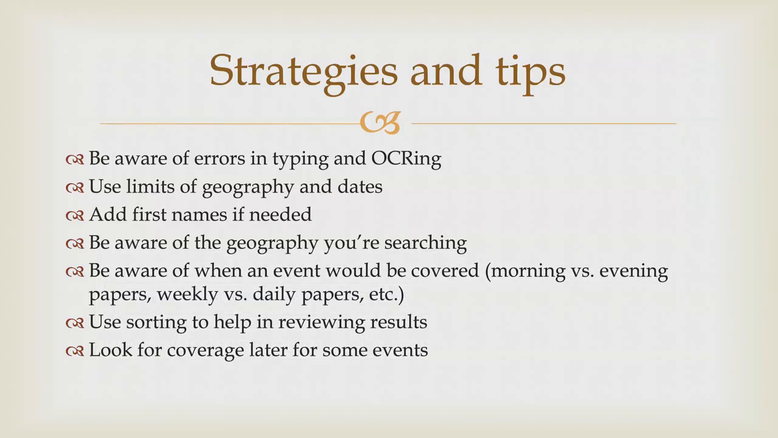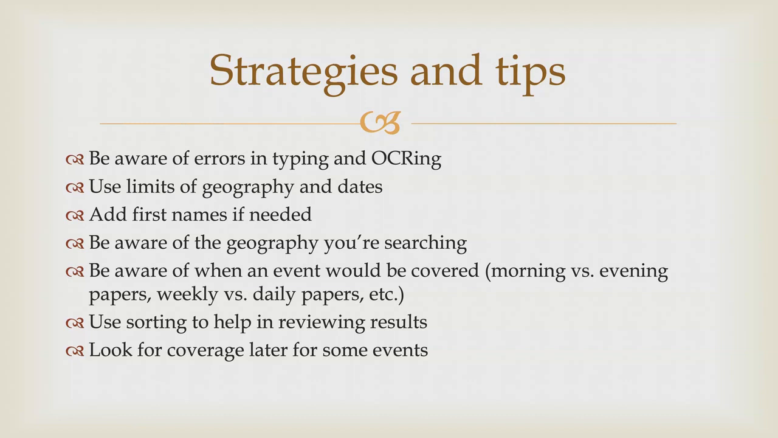Let's quickly look at a few strategies and tips. Make sure that you're aware of any errors in typing because the OCR process may misspell names, particularly if they're unusual. You can use the limiting features of geography and dates as needed, and maybe add first names if you're dealing with a common surname like I do with Smith. Be aware of the geography. Your ancestors lived in a place, but they might have been near a town in a different state. So think about all of the newspapers that cover the area where your ancestor lived, even if they were in a different county or a different state.